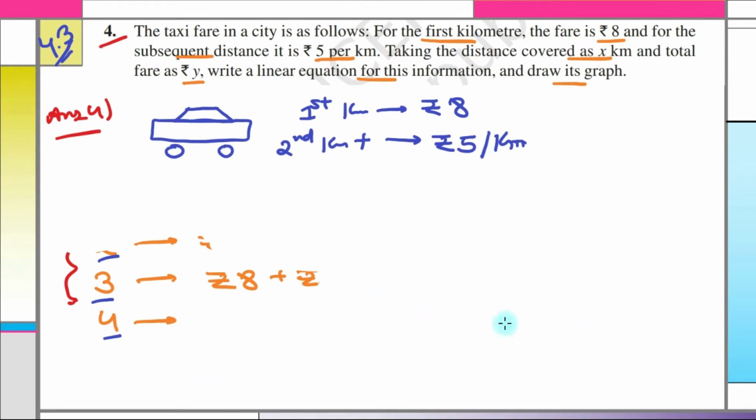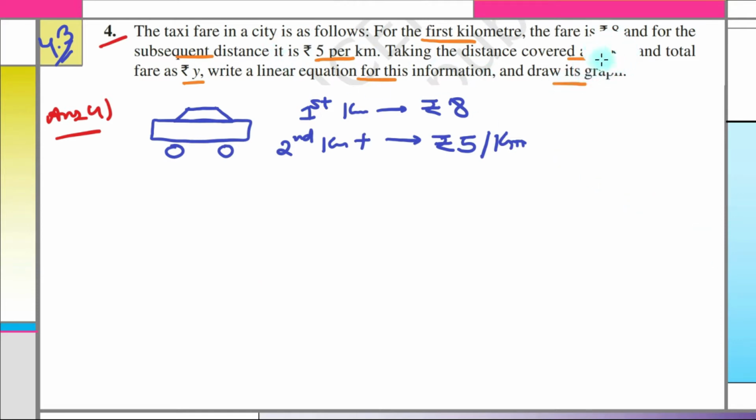So now let's see. We have to make sure that we are reading the question carefully. The question is asking us: for x kilometers, how much is the charge? For now, ignore this y. Just forget about the linear equation in two variables. We have to just figure out how much we have to pay if we travel x kilometers. Again, we are assuming that x is an integer only. We are not taking x as a fraction, otherwise it would not make sense. So x is a number like 5, 6, 7, an integer. How much do I have to pay?